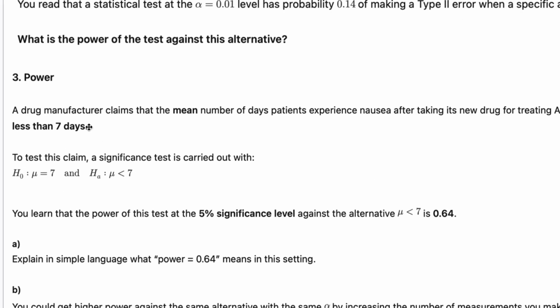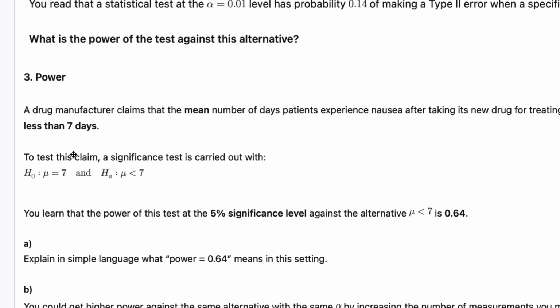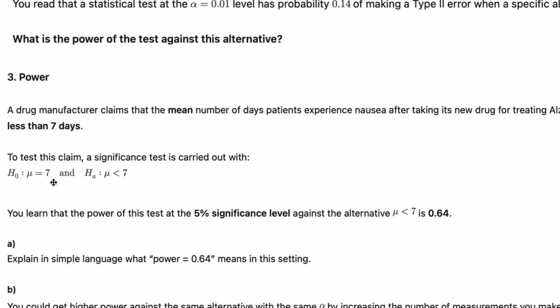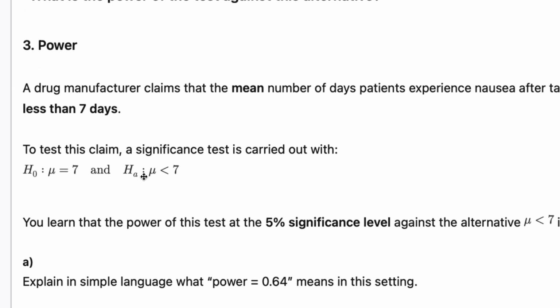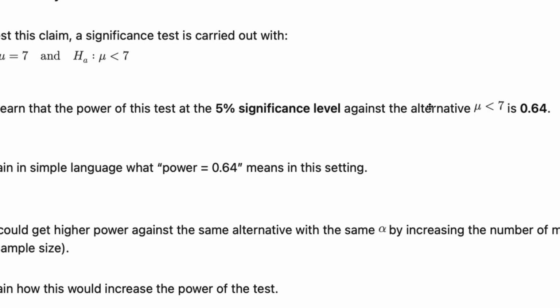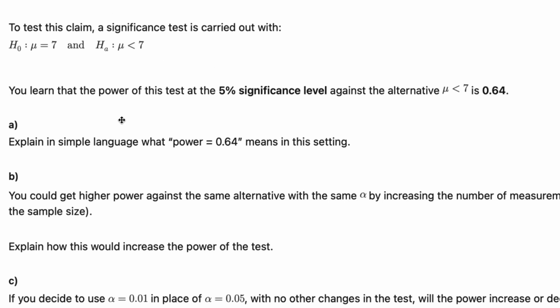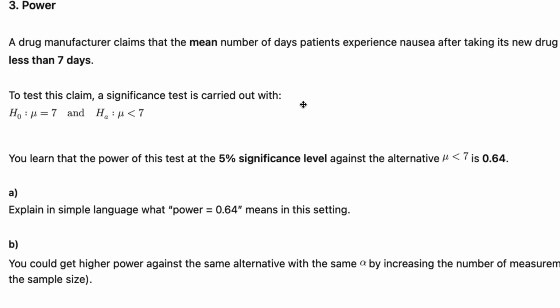The third question, power. The mean nausea time in this situation is going to be less than 7 days. To test this claim, a significance test is carried out with the null hypothesis mu equal to 7 and alternative hypothesis mu less than 7, and you learn that the power of this test at the 5% significance level against the alternative mu less than 7 is 0.64. Part A, explain in simple language what power equal to 0.64 means in this setting.